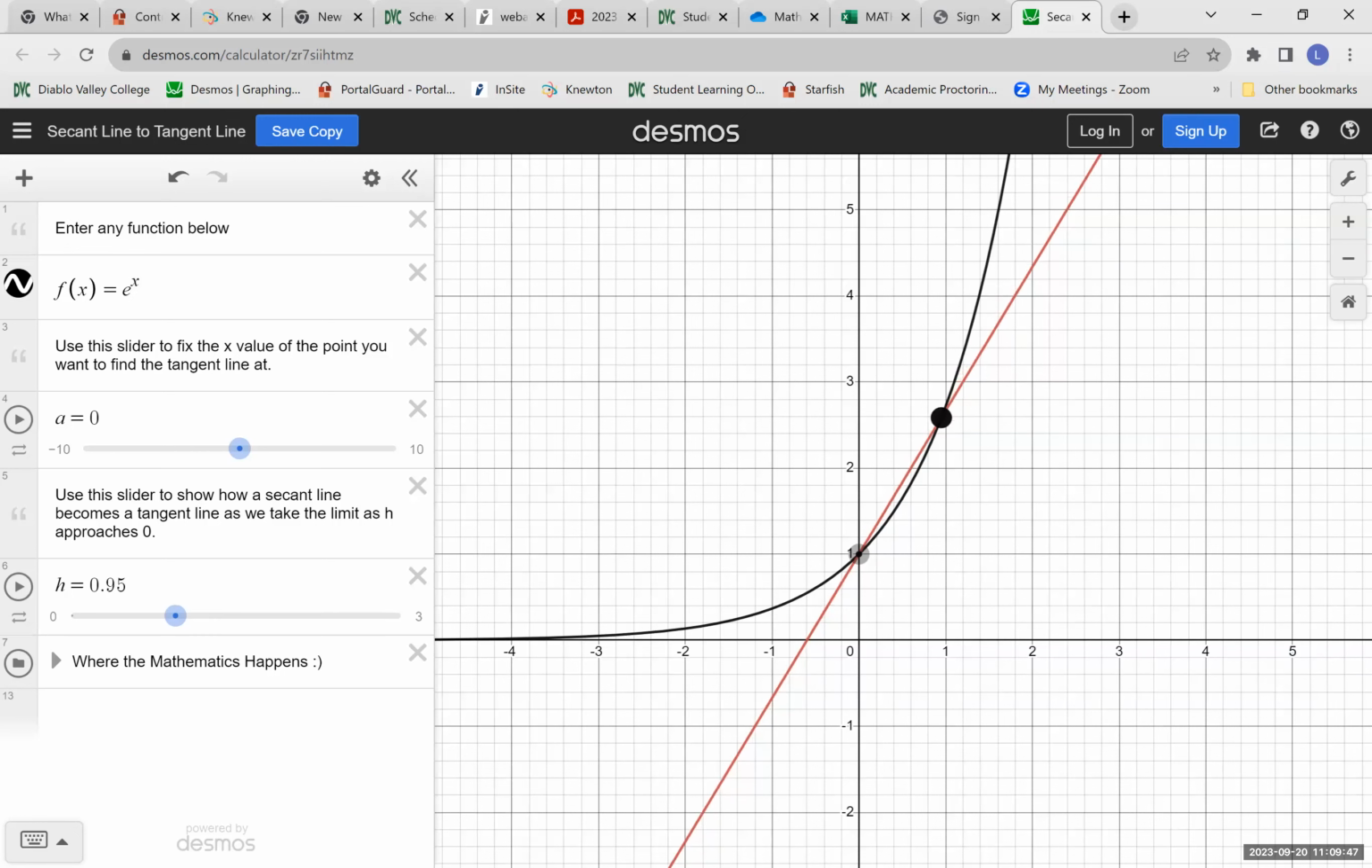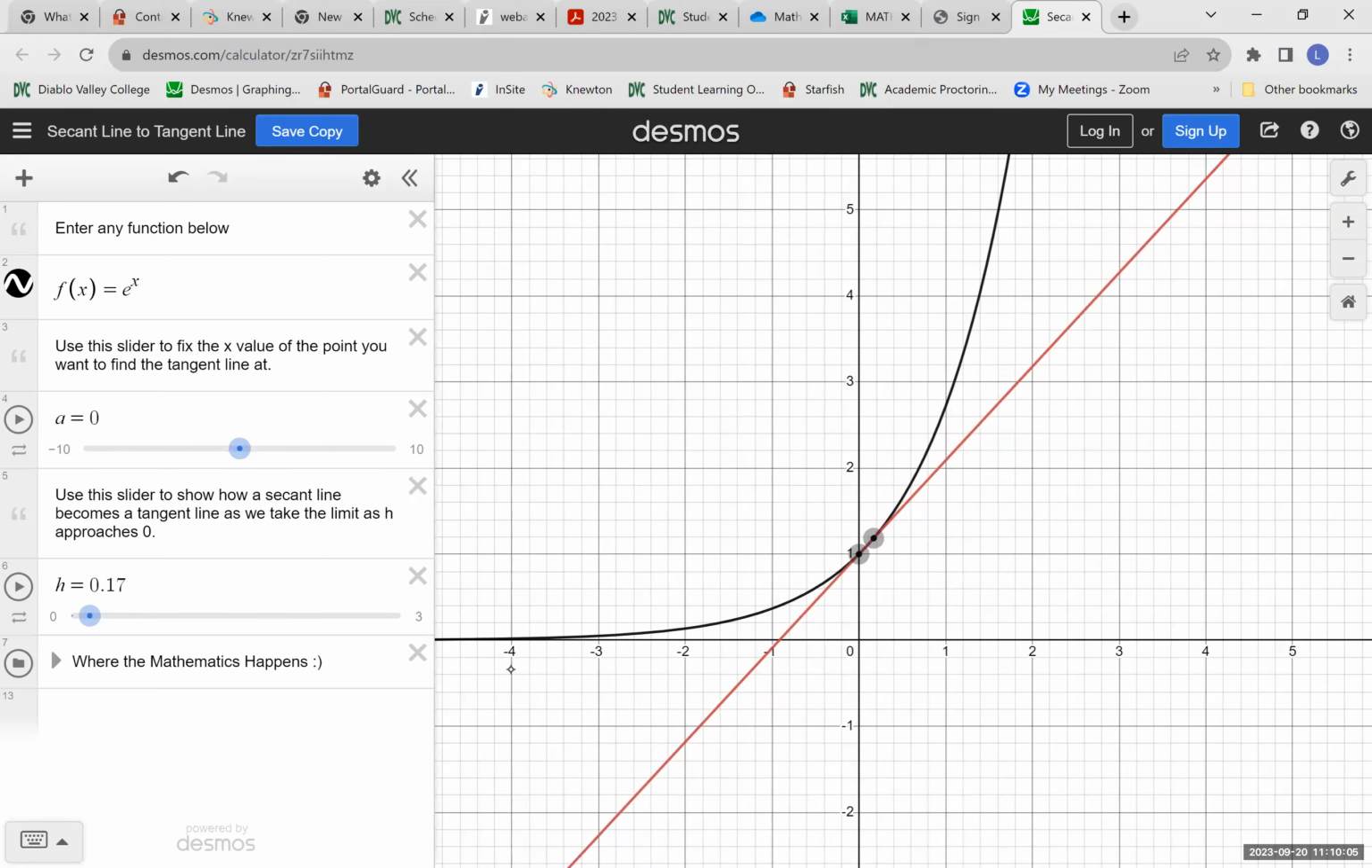And the way we do this is by taking this second point. You can make it start wherever you want, but moving it closer and closer. And watch that secant line. It becomes closer and closer to becoming an actual tangent line at that one point.